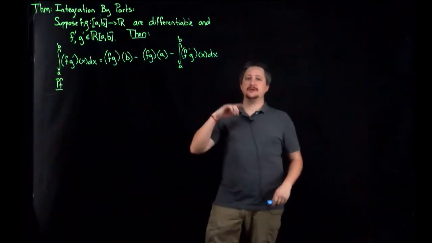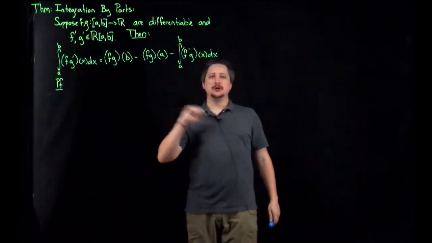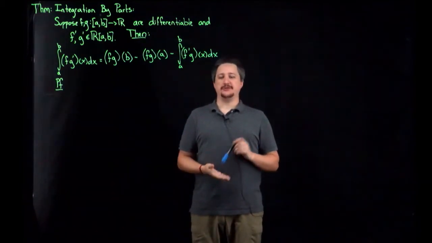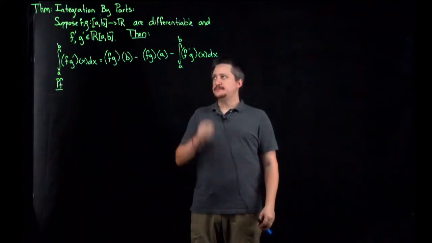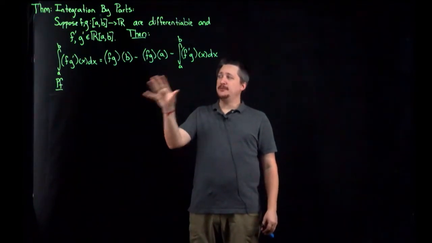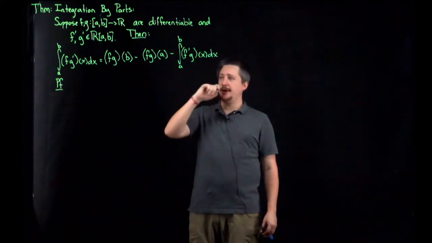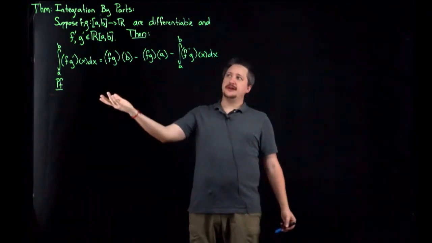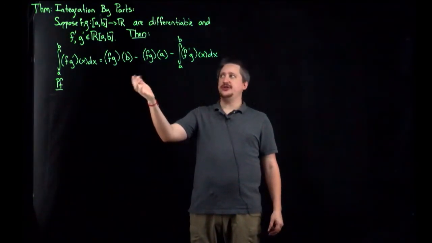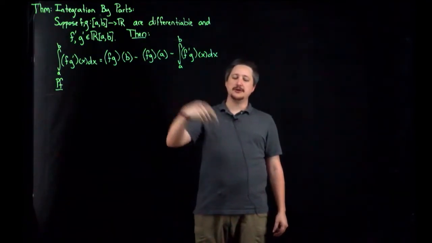Hello! So, in this video we are going to be proving the theorem integration by parts, another of the favorites from calculus. In particular, I'm going to state the theorem here, but I want to point out some things that are maybe not obvious. So, we're going to suppose, as usual, we have some functions f and g that go from the closed interval a to b to R.